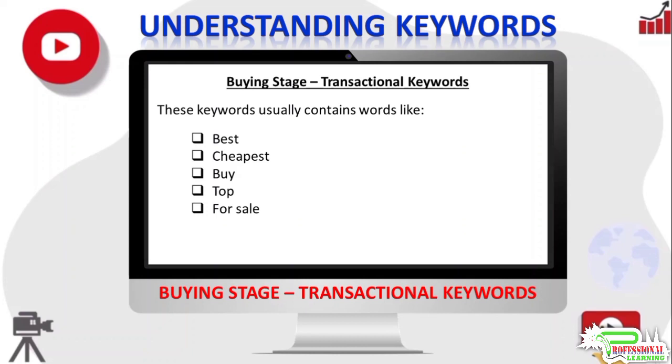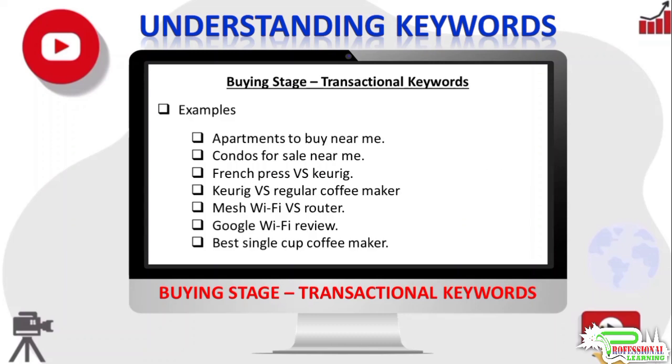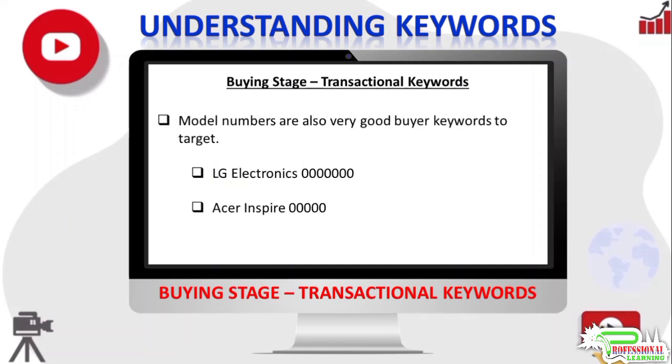If you are building a website for your business, your website will need to target at least a few buyer keywords. You will need to identify buyer keywords that are right for your business and build pages for each of them. Unless you are seeking to generate revenue solely from running display ads, you will need to target buyer keywords. Examples of buyer keywords could include keywords like these. As you can see, for example, "apartment to buy near me" and something like that.